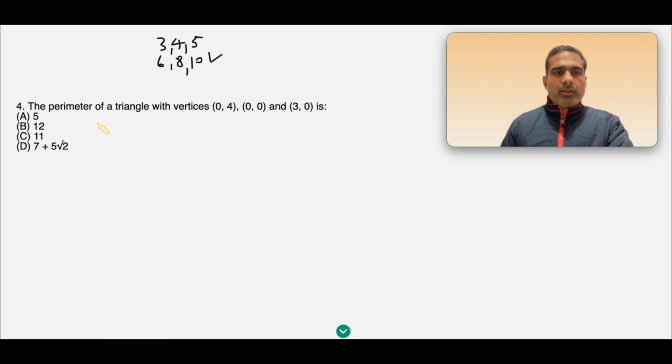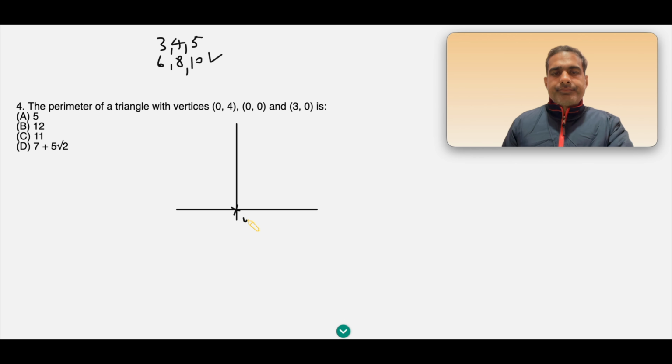Next question is: the perimeter of a triangle with the vertices (0, 4), (0, 0) and (3, 0) is. So we have to find out the perimeter of a triangle whose three vertices are (0, 4), (0, 0) and (3, 0). We have to read every question very carefully and try to think of the smartest way to solve it. One person can read this question and start finding the distances between all the three vertices, but that will take time and a lot of calculation also.